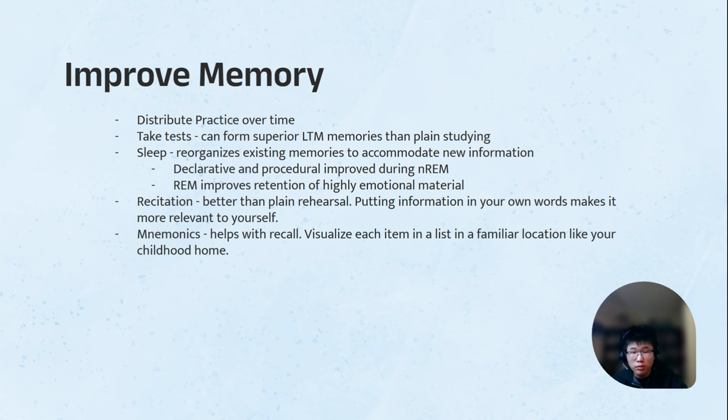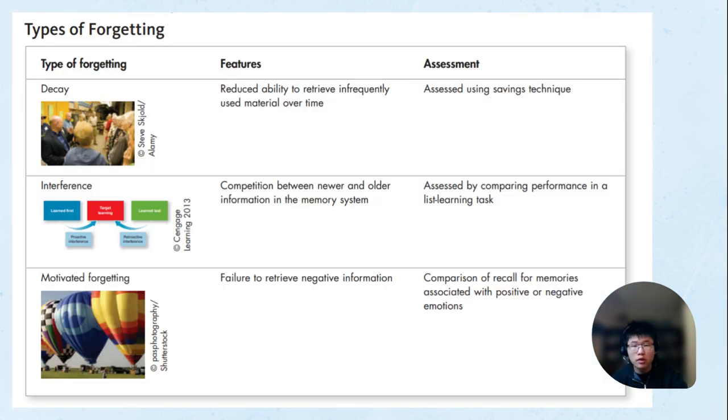Recitation is better than plain rehearsal because you're putting information into your own words, which makes it more relevant to yourself, linking to the personal schema of the self. And mnemonics help with recall. And you can also use the method of loci, which is where you visualize each item in a list in a familiar location, like your childhood home. All right, so, our quick recap, we've learned about decay, interference, and motivated forgetting.